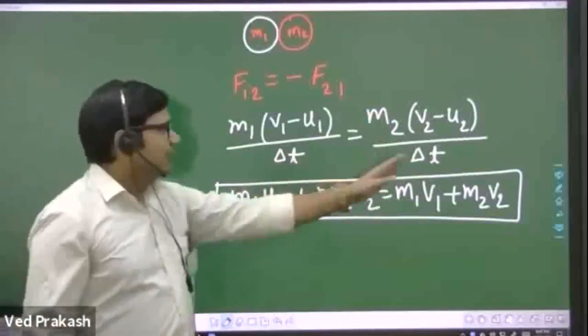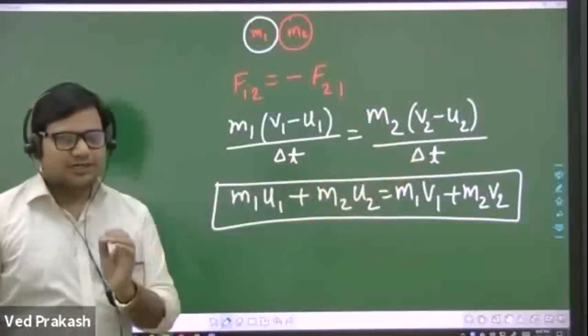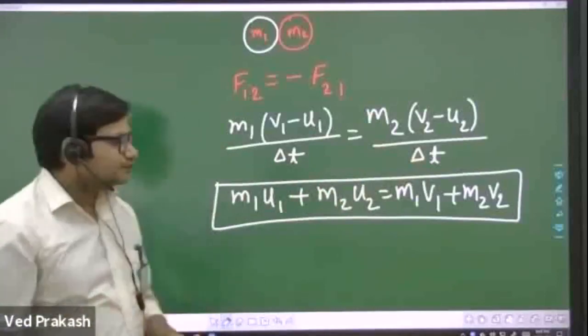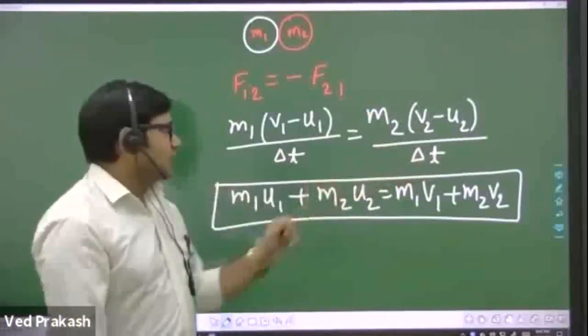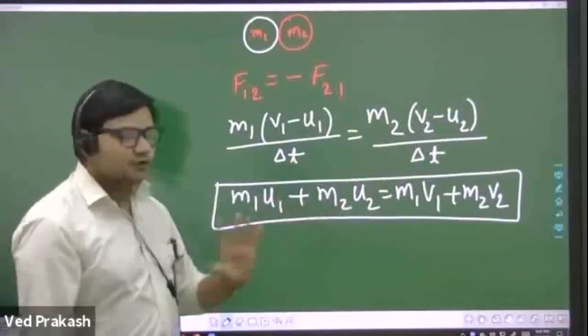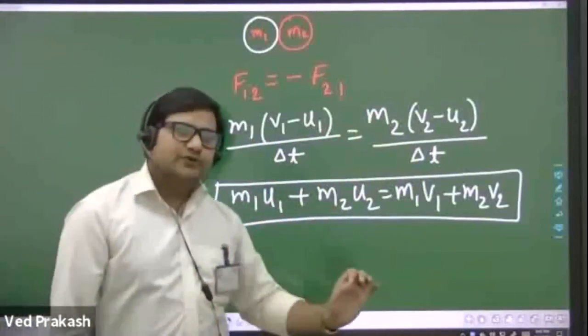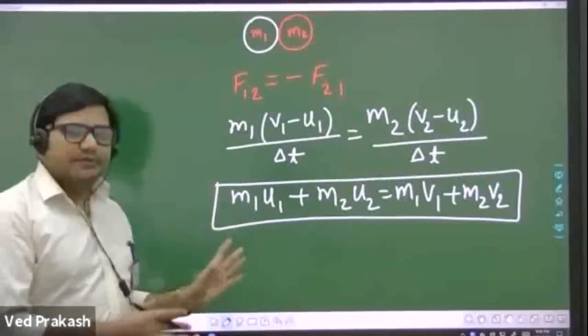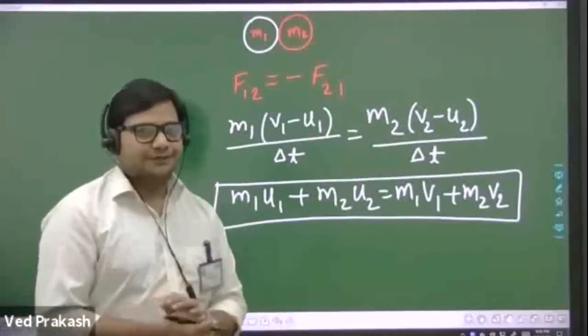These two time intervals will be the same because for the same time interval, both objects exert force on each other. So this time will cancel out, and after simplifying, you will get the result m1 u1 plus m2 u2 equals m1 v1 plus m2 v2. Now we will solve some numericals based on these concepts.